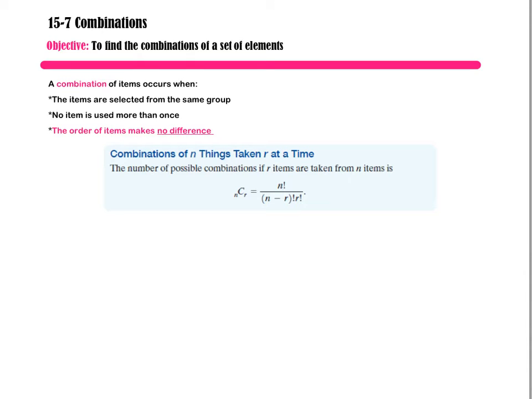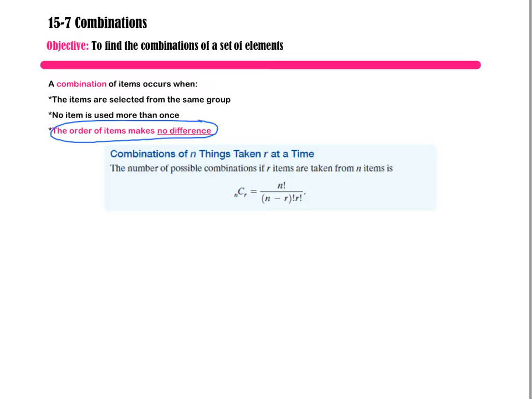Lesson 15.7 is about combinations. So our objective is to find the combinations of a set of elements. A combination of items occurs when the items are selected from the same group. No item is used more than once, and the key thing is the order of the items makes no difference. So that's what distinguishes combinations from the previous lesson, which was permutations. So keep in mind here that order does not matter.